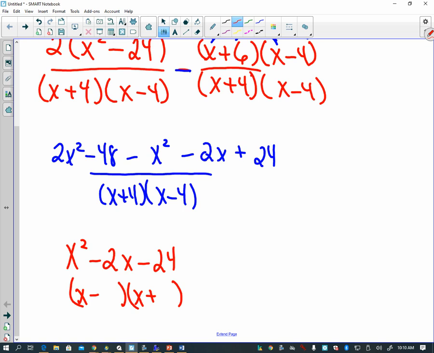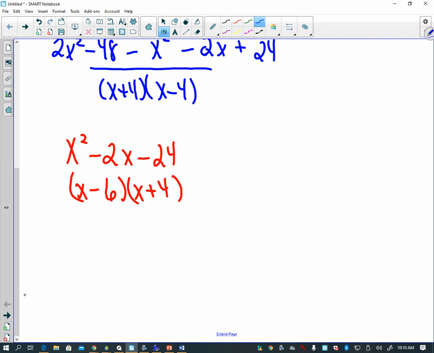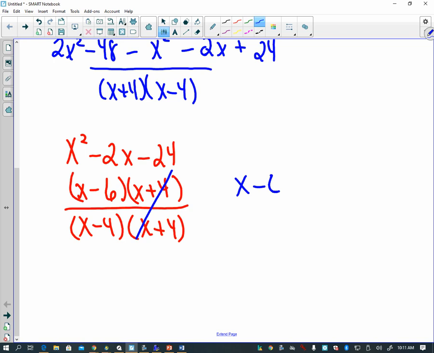Okay, because the only way to get a minus 24 is to multiply a negative and a positive. So what two things multiply to be 24 but have a difference of 2? 6 and 4. Which one of them is negative, the 6 or the 4? The 6, because my middle term is negative, so my negative has to be bigger. So I got 6 and 4. Now I can put that over my numerator, which is x minus 4, x plus 4. Now my x plus 4's cancel, and my final answer is x minus 6 over x minus 4.